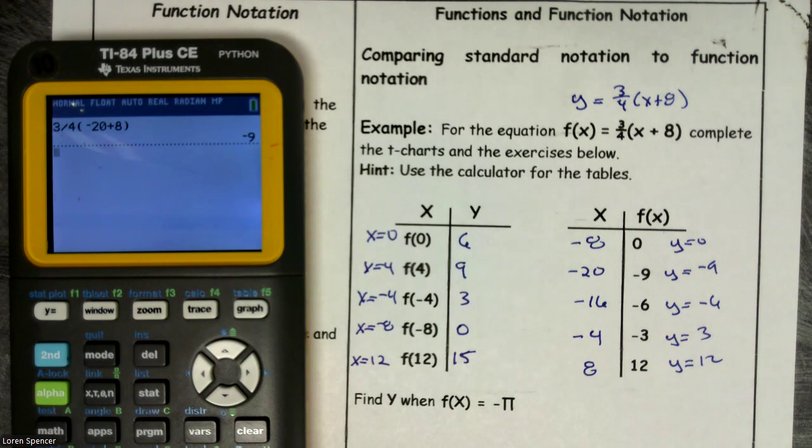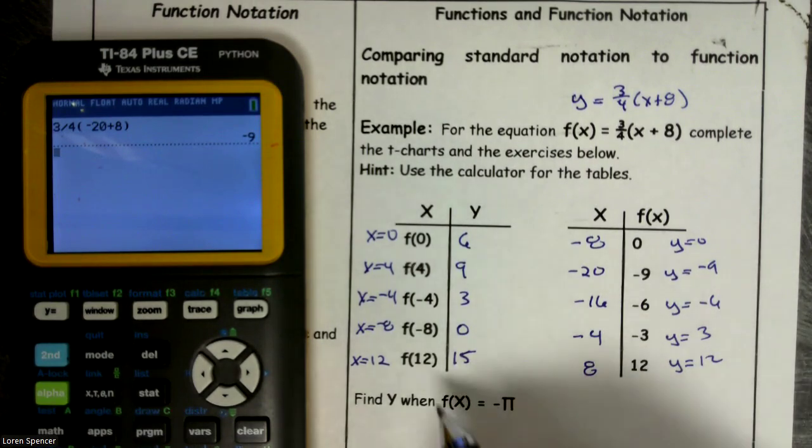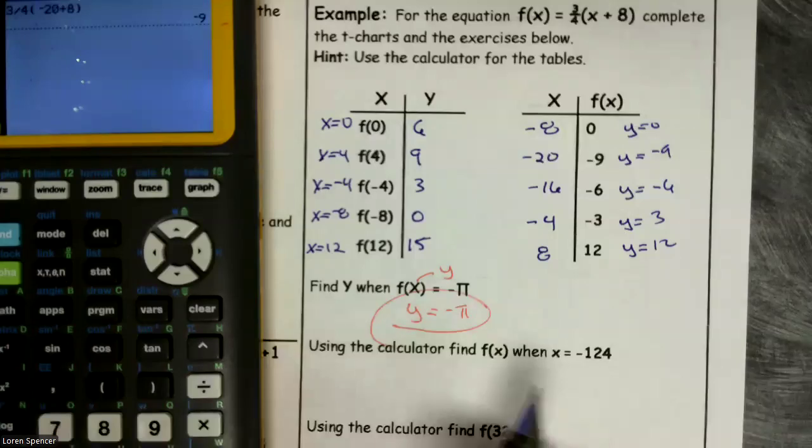Find f of y when f of x equals negative pi. Well, remember, what is f of x? Oh, that's y equals negative pi, because f of x is just plain old y, so I didn't even have to do any work. I just had to know my definition.